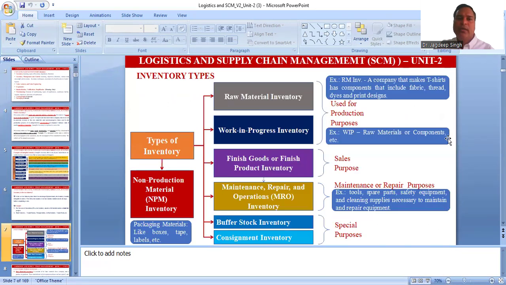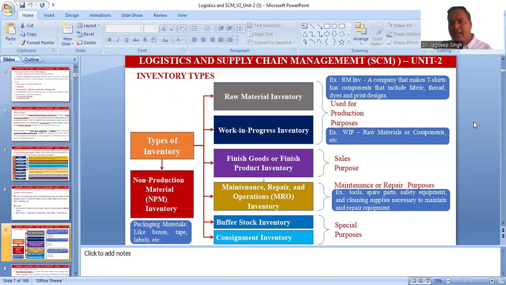Now, we need to understand what types of inventory exist, right? So, types of inventory. You can see here raw material inventory, work in progress inventory, finished goods or finished product inventory, maintenance, repair, operations inventory, that is called in short MRO inventory, right? And buffer stock inventory, consignment inventory, and NPM inventory, that is non-production material inventory. So let's understand one by one.